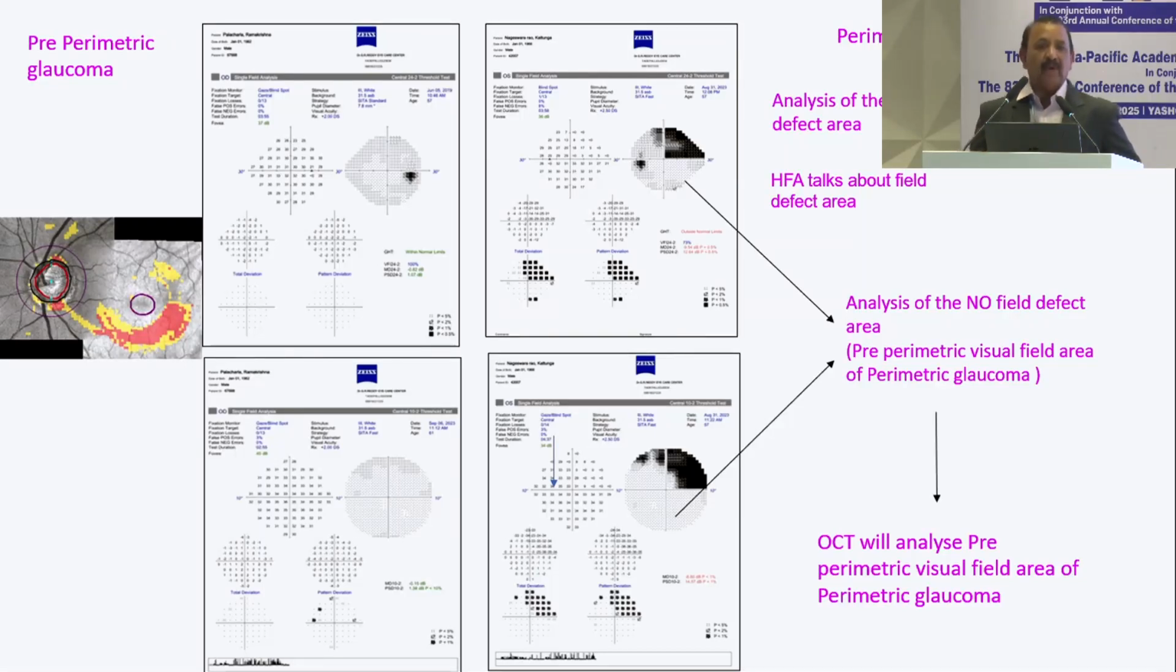Now, the perimetric glaucoma. Interpretation of perimetric glaucoma can be done in 2 ways. One, analyzing the field defect. That is done by the visual field analyzer. But a normal field is there in perimetric glaucoma. I gave a new terminology: to the normal field, I said that it is a pre-perimetric part of perimetric glaucoma. This pre-perimetric part of perimetric glaucoma will be analyzed by OCT.